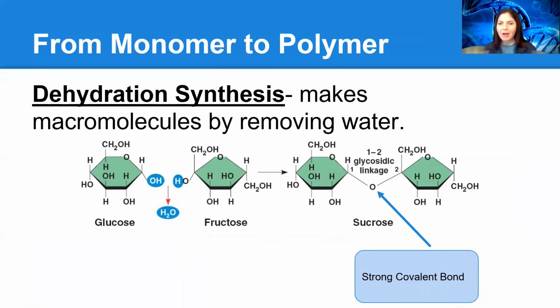So how do we go from a monomer to a polymer? Well, if you've watched some of my earlier videos, we talked about a process called dehydration synthesis. Dehydrate means removing water, and synthesis means putting together. So we're going to remove water and put those monomers, or smaller polymers, together. Looking over here, we have one of these glucose molecules that's going to lose a hydroxyl group. The other one's going to lose a hydrogen. When those combine, they form water as a byproduct, and it will link the two together. This is going to be a strong covalent bond.